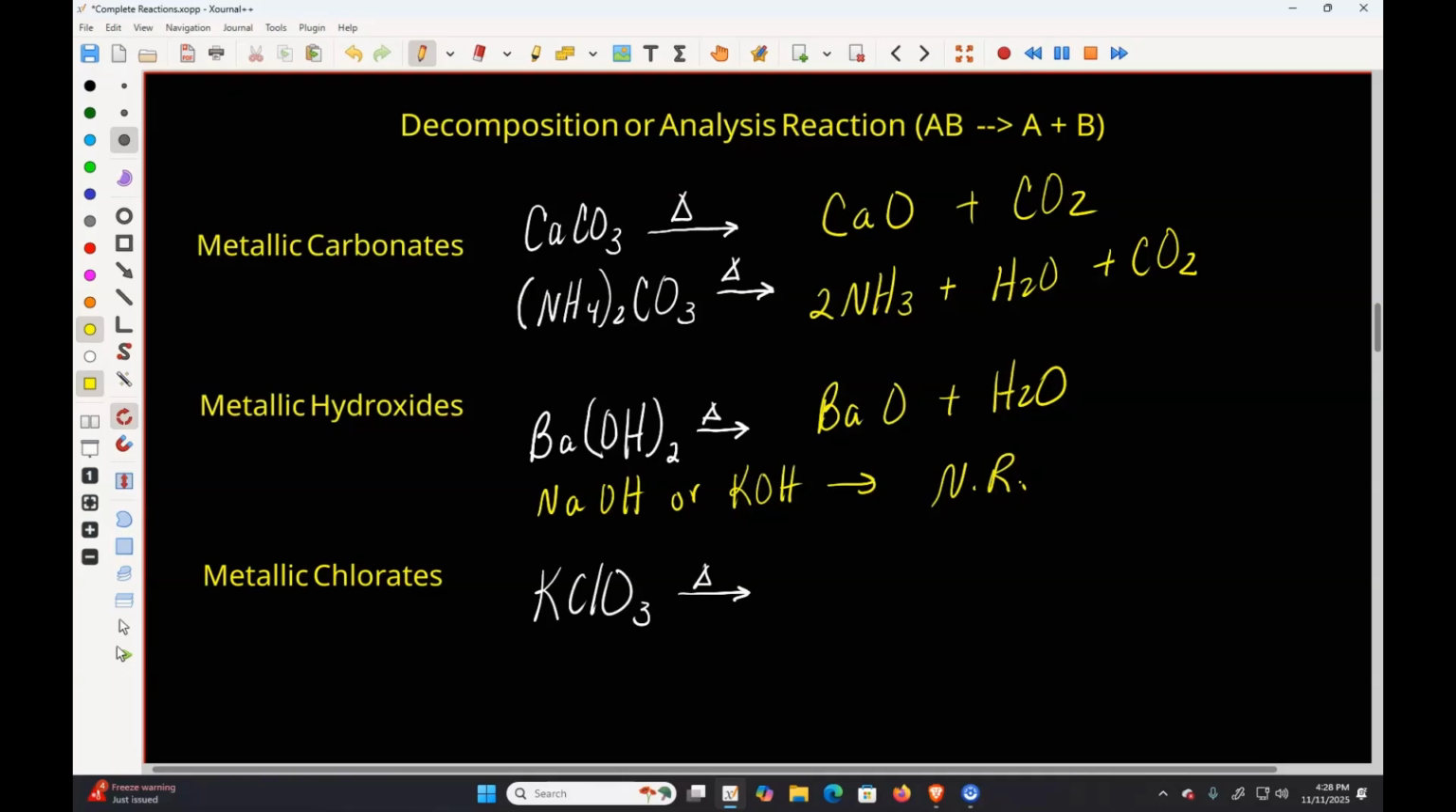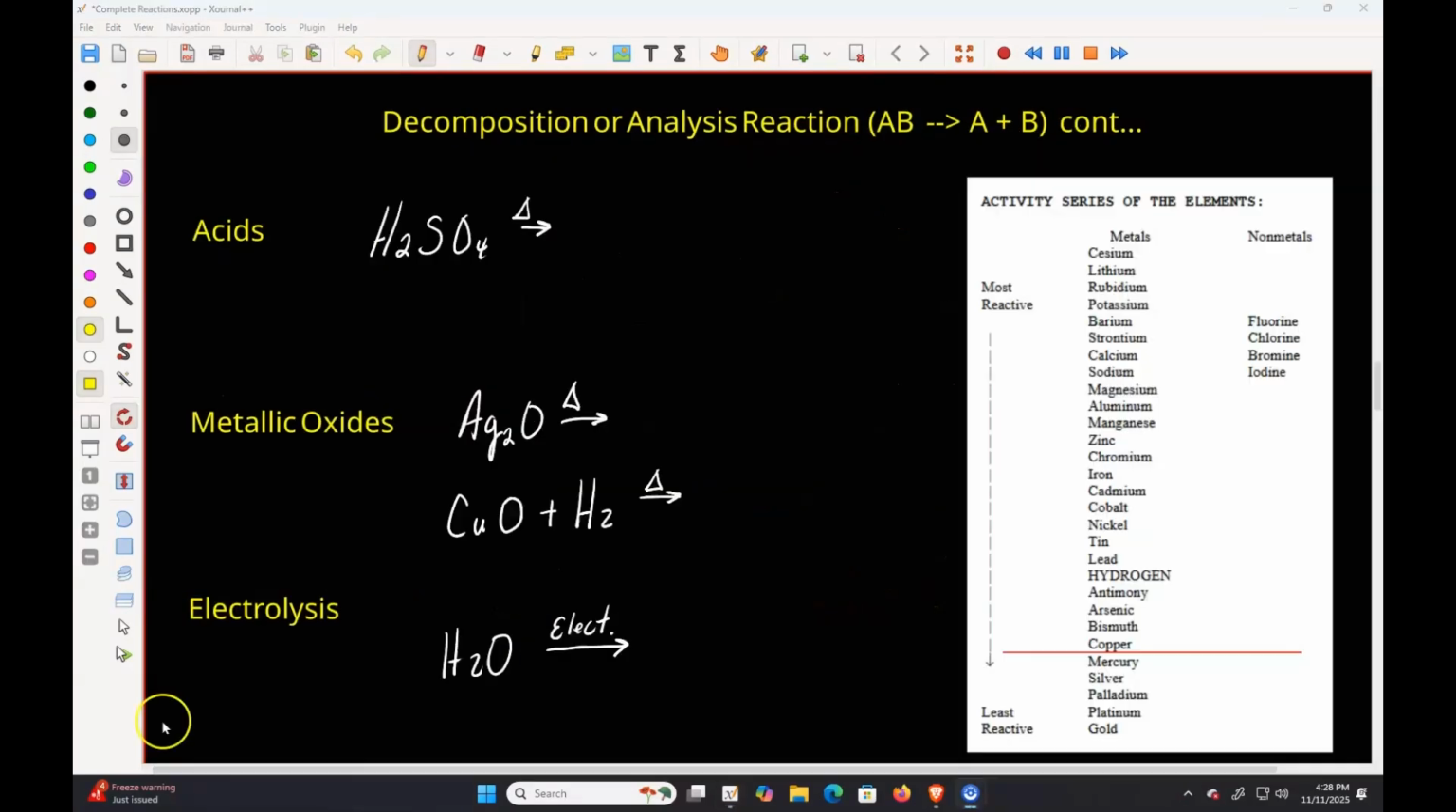Metallic chlorates, when heated, produce metallic chlorides and oxygen. So potassium chlorate will produce potassium chloride plus oxygen gas. And this would be a 2, 2, and 3 to balance it. Some acids, when heated, produce nonmetallic oxides and water. So if I were to heat sulfuric acid, I would get a nonmetallic oxide. So I'm going to reduce this number of O's by 1. So it's going to be SO3 plus H2O.